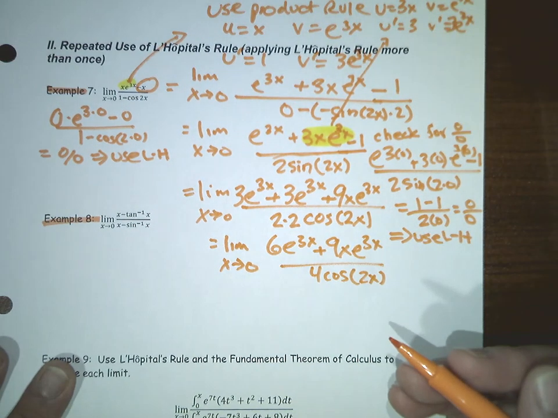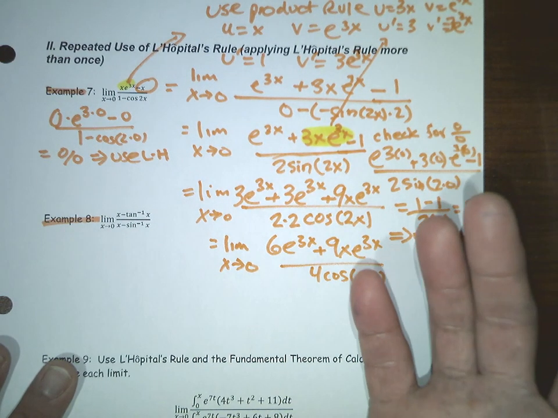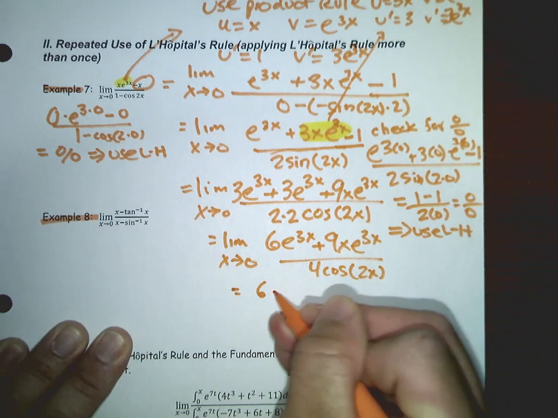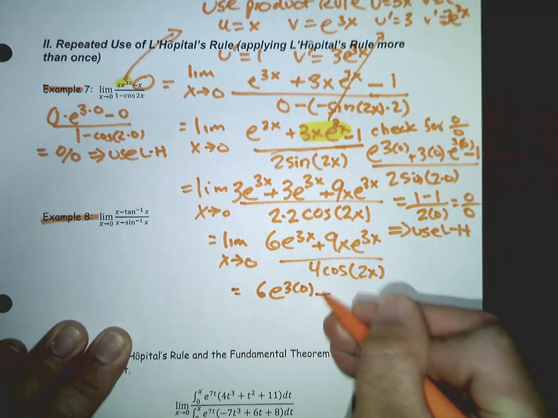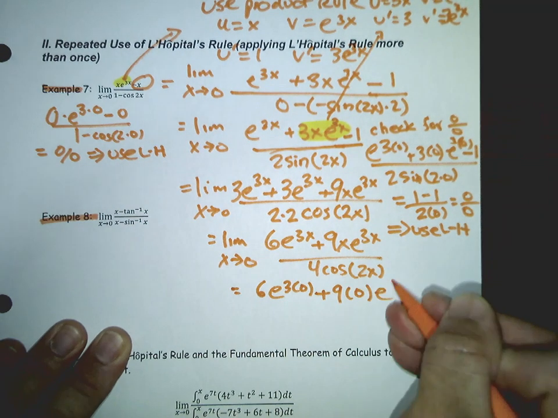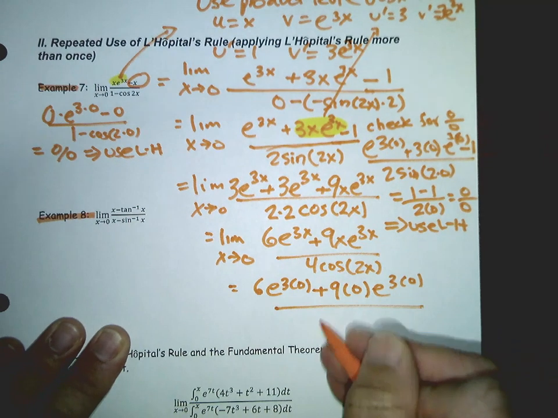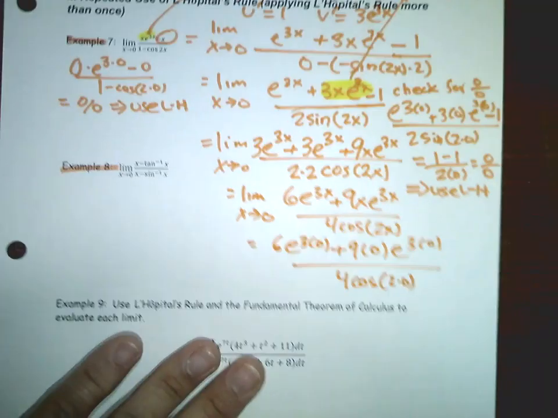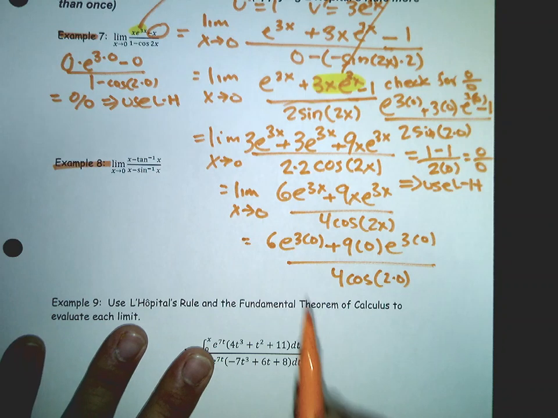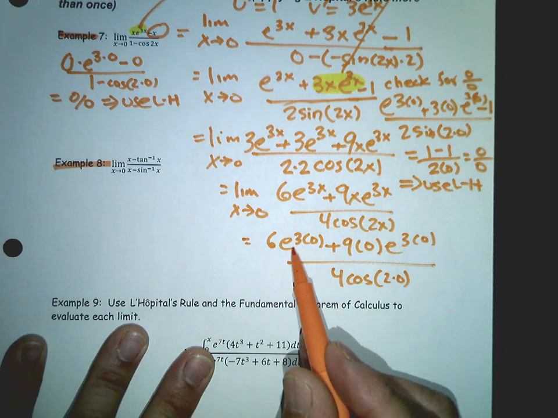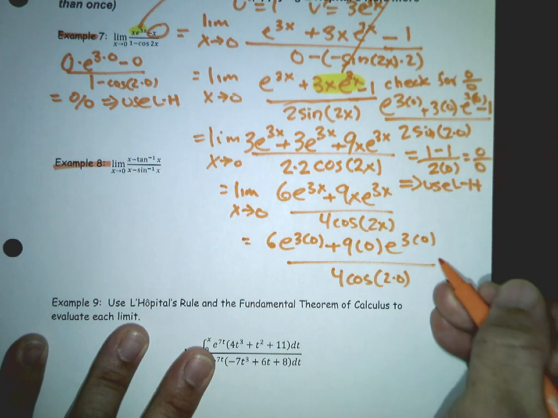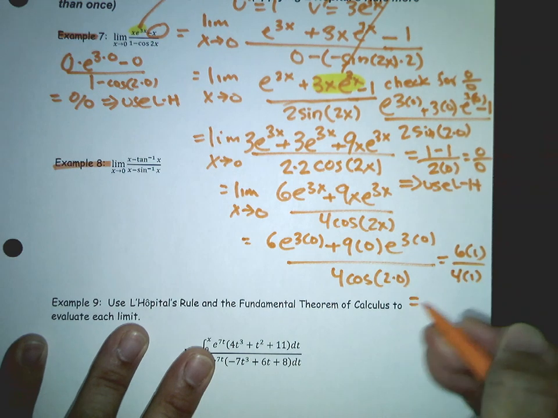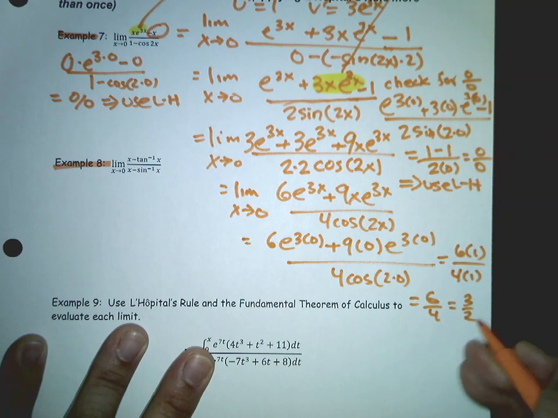And then we see if we can substitute 0 this time without getting 0 over 0. And actually we can, because we have 6e to the 3 times 0 plus 9 times 0 times e to the 3 times 0, all over 4 cosine of 2 times 0. This ends up being 6 times 1 plus 0, so 6 times 1 over 4 times 1, that's 6 over 4, which is 3 over 2.